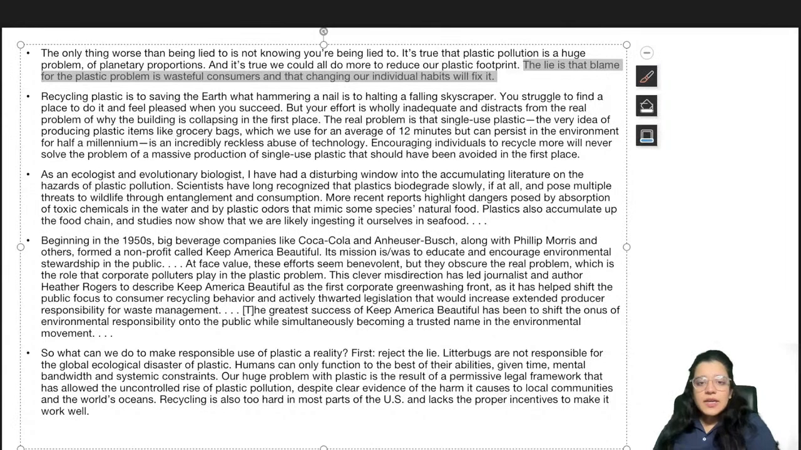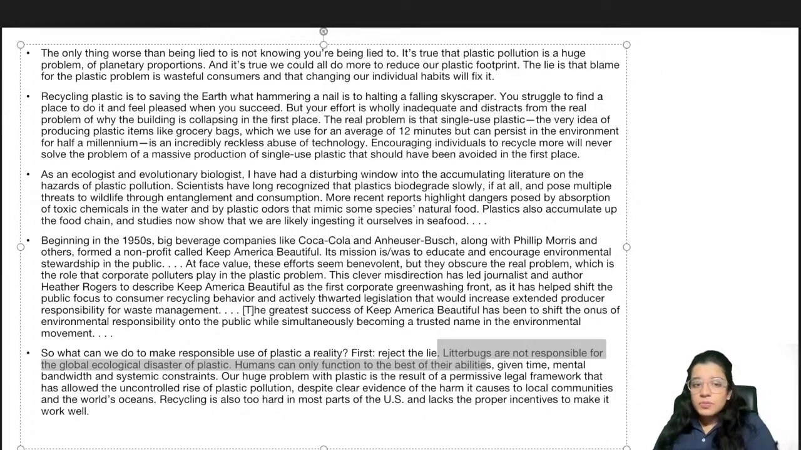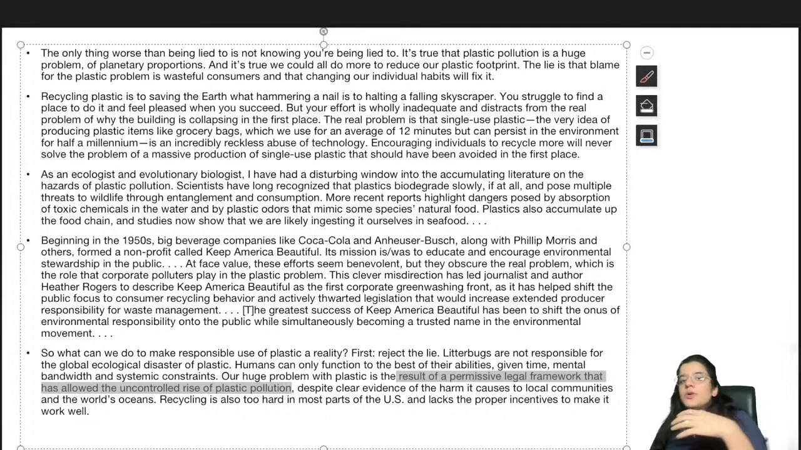Who is responsible? Author says that litter bugs are not responsible for the global ecological disaster of plastic. Humans can only function to the best of their abilities given time, mental bandwidth, and systemic constraints. Our huge problem with plastic is the result of a permissive legal framework that has allowed the uncontrolled rise of plastic pollution. Right, so the author says that these litter bugs, meaning the small bits of trash that consumers throw here and there, these litter bugs are actually not responsible for plastic pollution.